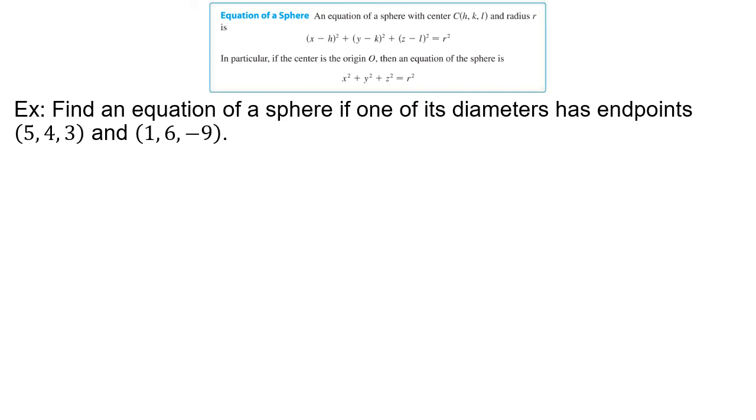Okay, this one says find the equation of a sphere if one of its diameters has endpoints of 5, 4, 3, and 1, 6, negative 9. So the diameter goes from side to side of the sphere. Right in the middle would be the radius. And I can find that by using, back from algebra, the midpoint formula. So I need to find the midpoint, which in our case would be, not the radius, the midpoint would be the center.